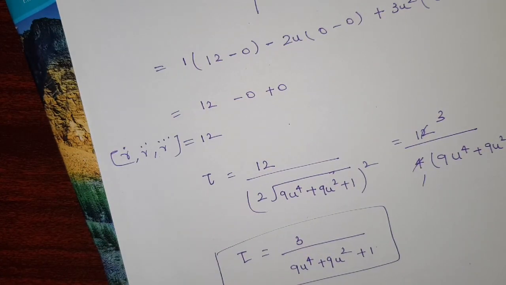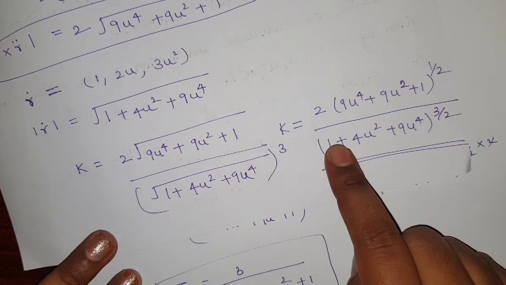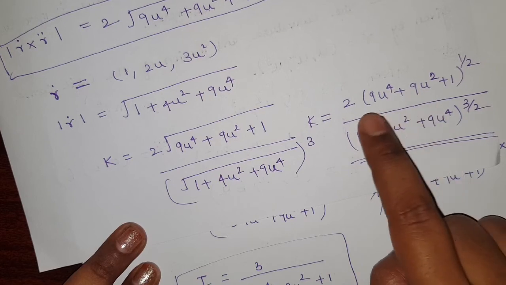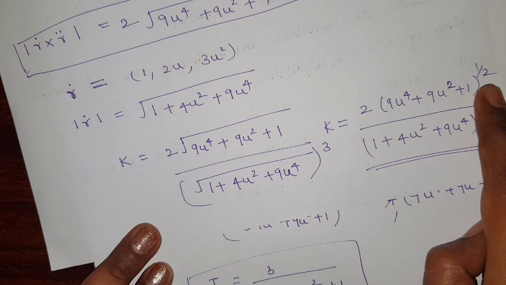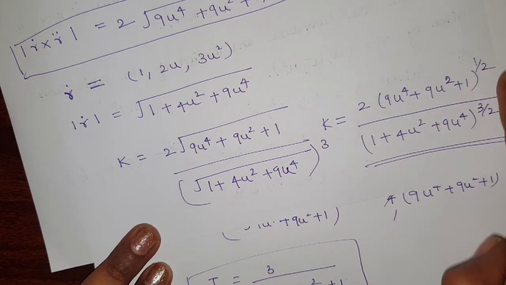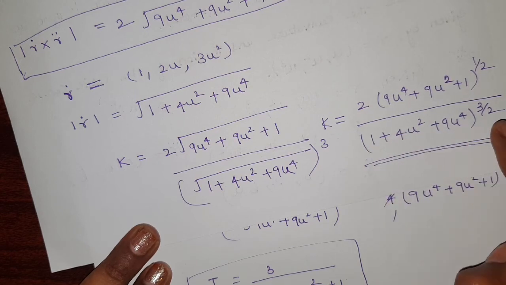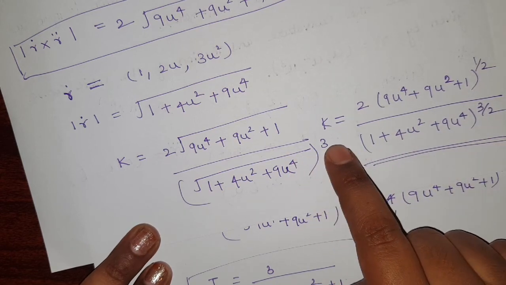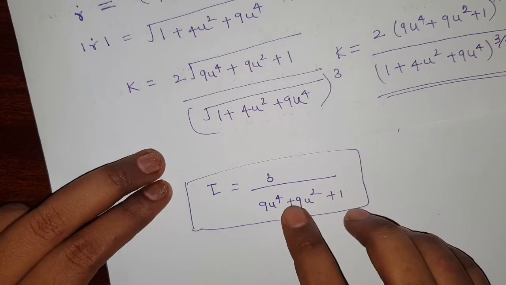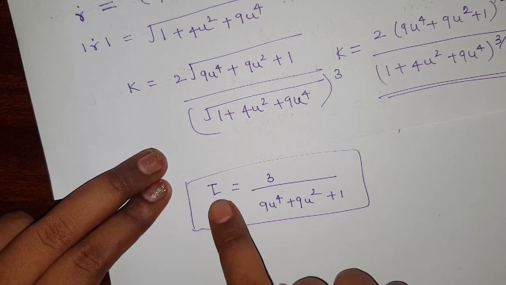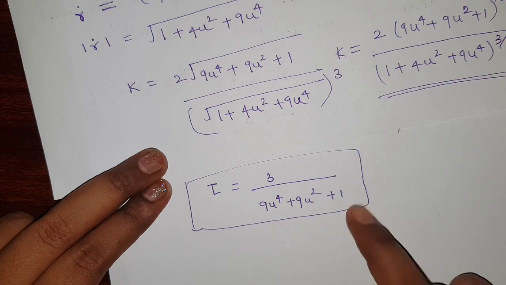We found the curvature and torsion. Our curvature value is k equal to 2 into 9 u power 4 plus 9 u square plus 1 whole power 1 by 2, divided by 1 plus 4 u square plus 9 u power 4 whole power 3 by 2. This is our curvature value and this is our torsion value. Torsion value is tau equal to 3 divided by 9 u power 4 plus 9 u square plus 1.